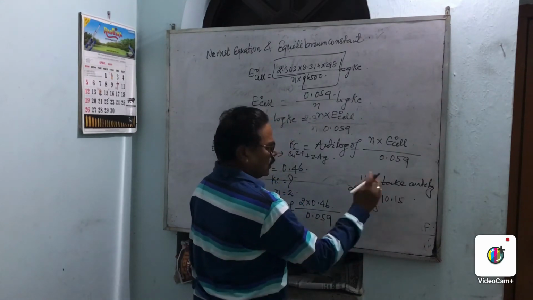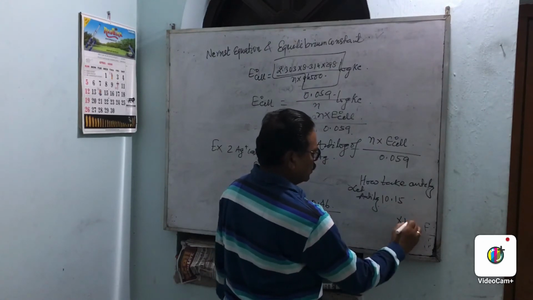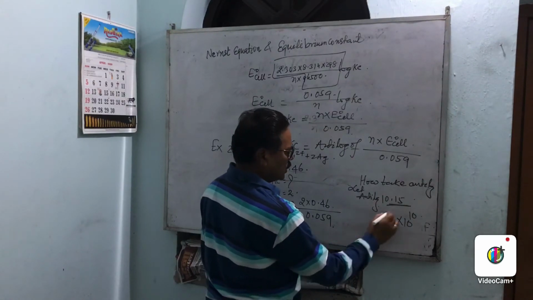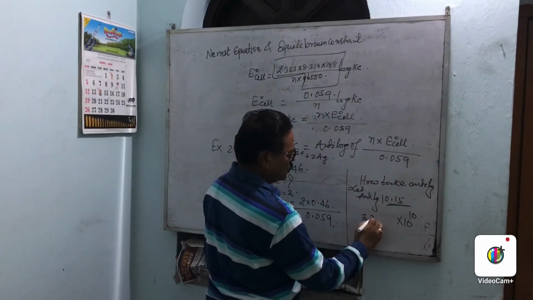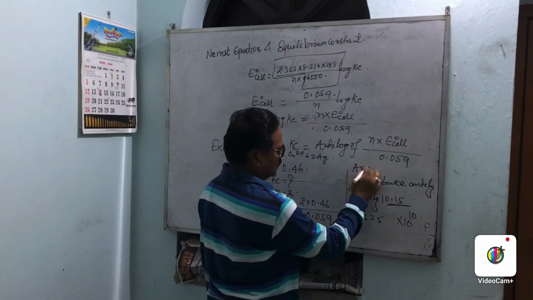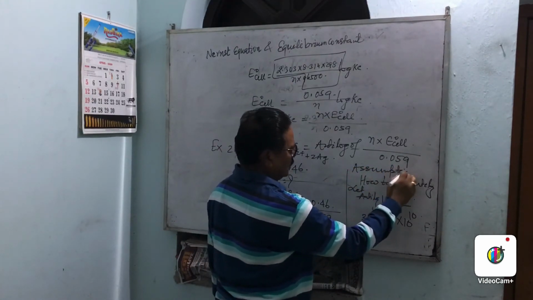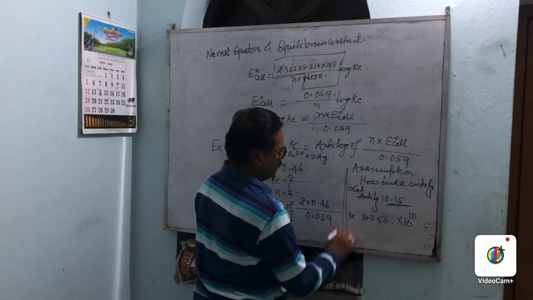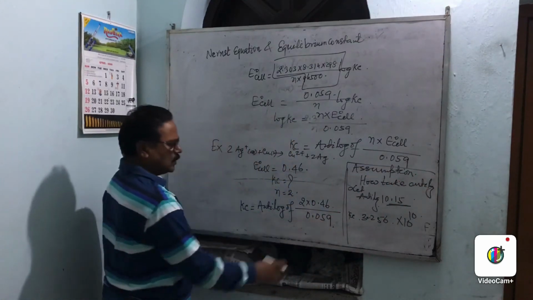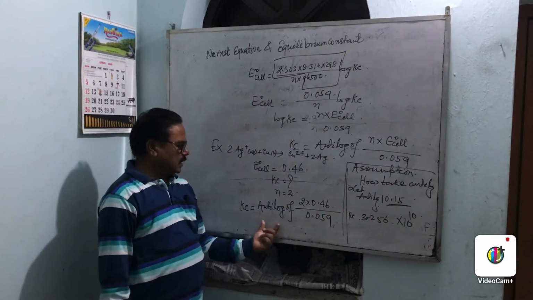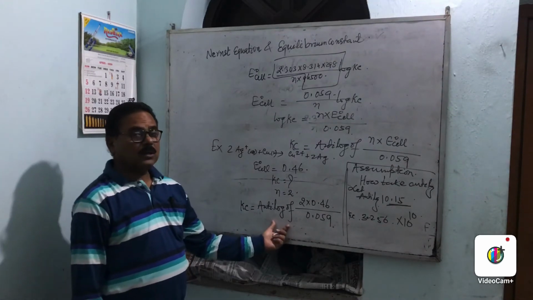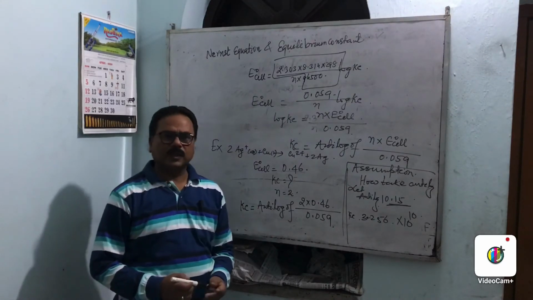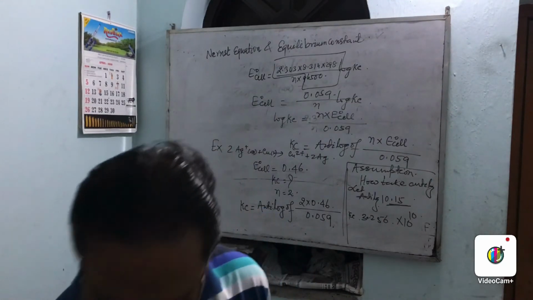So here we write 10 to the power 10, and we see the anti-log of 0.15. Suppose the anti-log of 0.15 is 3.25. All are assumptions, not the correct value. So it comes to 3.56 times 10 to the power 10, and this is the value of the Kc. This is an assumption, so you will solve it. Whatever value comes, you take the anti-log from the anti-log table, and we are able to finally find out the value of Kc. Now we come to another topic.